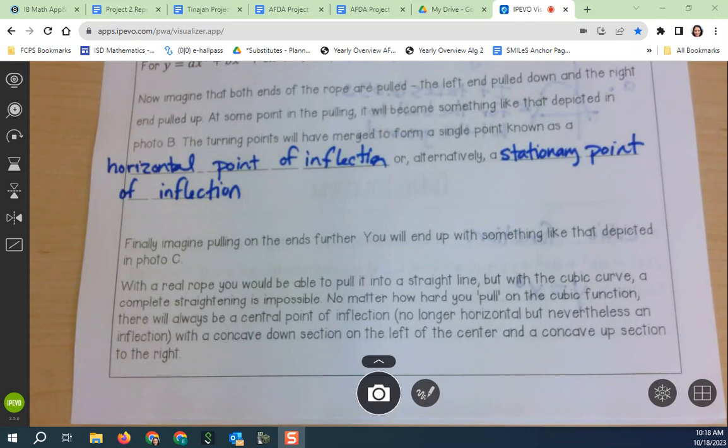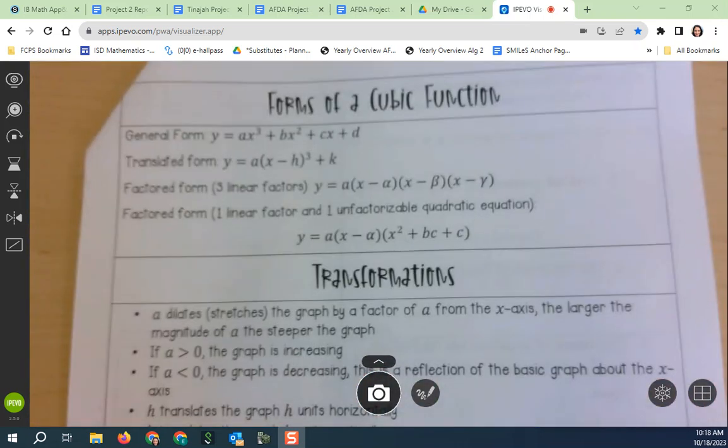When you're ready, turn the page and look at the forms of a cubic function. You'll notice that they look similar to the forms of the quadratic function. The quadratic function had 2 factors. How many factors does the cubic have? You can have 3 factors unless the second part is not factorable. So let's look at that. Forms of a cubic function.